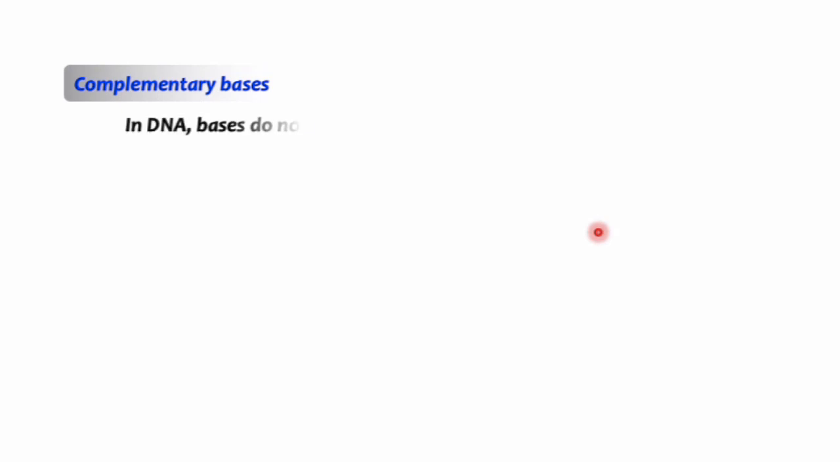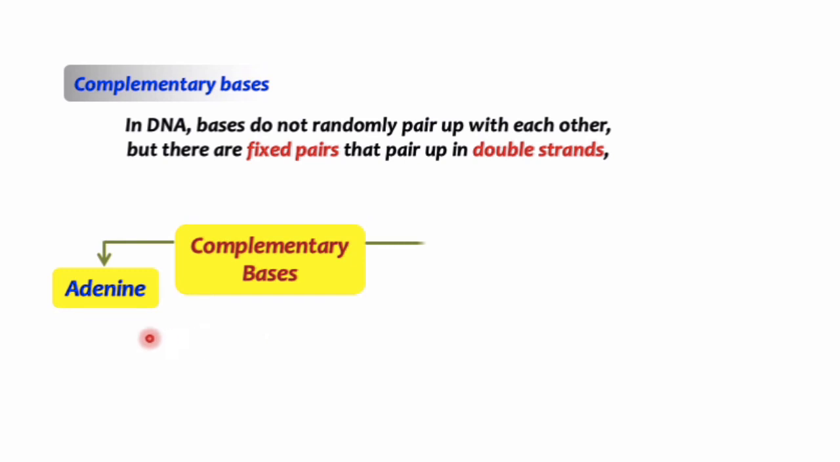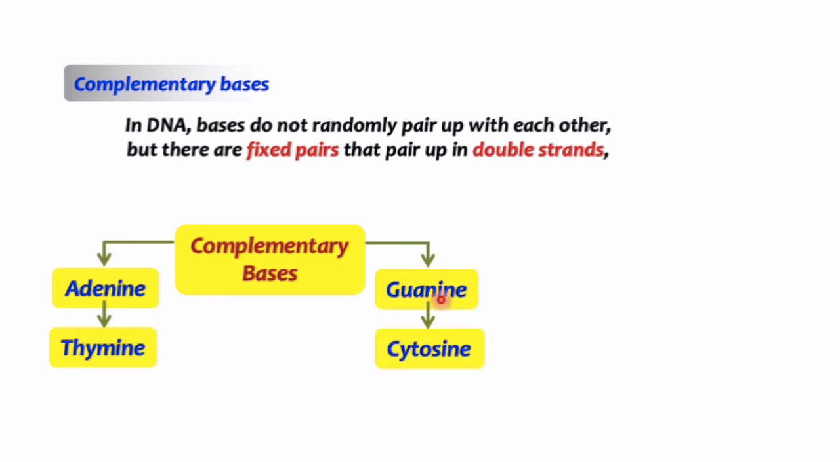Now complementary bases means in DNA, bases do not randomly pair up with each other, but they have fixed pairs, and these pairs will only form double strands. Understand that carefully. What does that mean? See, one base will complement with the other base. For example, when it comes to adenine, it will only complement with guanine, okay, right? Sorry, when it comes to adenine, it will only complement with thymine, while guanine will only complement with cytosine.